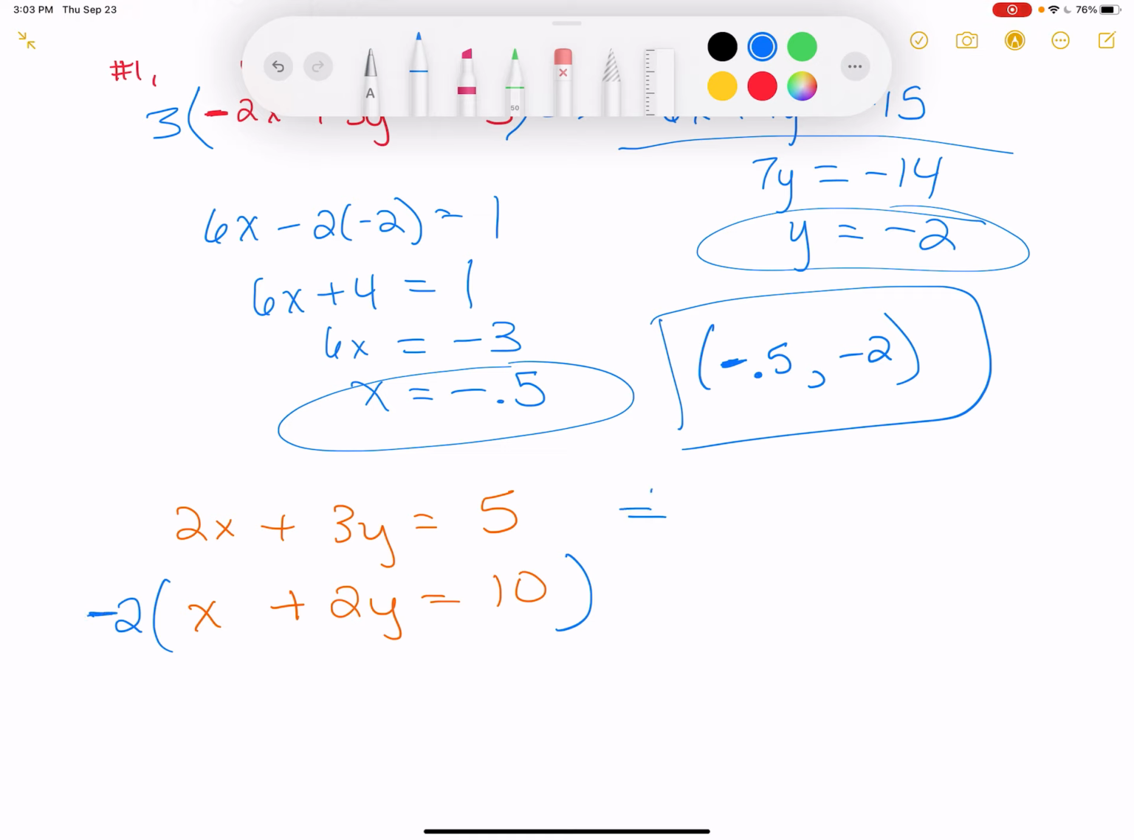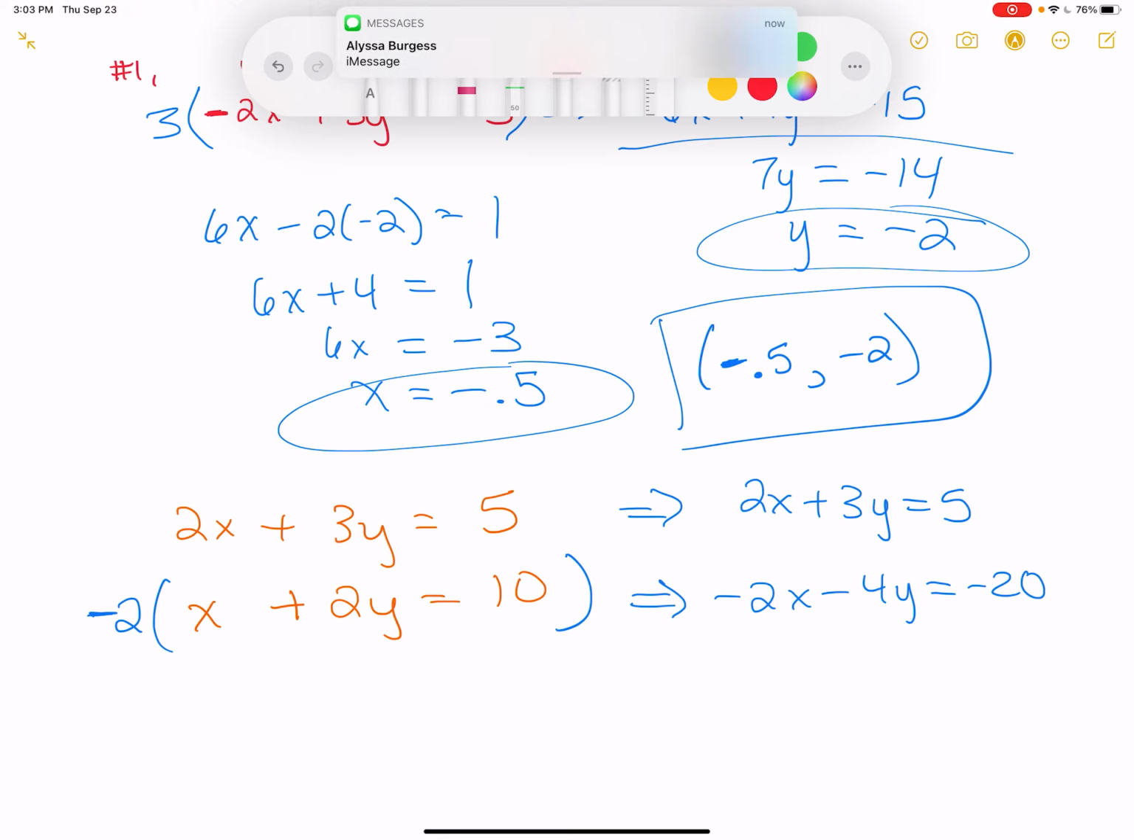Rewritten, this would give me 2x plus 3y equals 5 and negative 2x minus 4y is equal to negative 20. Then you would proceed from there. I just made this up out of my head, so it's probably not going to come out nice and even. It's probably going to be some really annoying number, so I'm not going to actually solve it. But that's what you would do if all the signs were the same: you would multiply by the negative of the number instead of just the number.